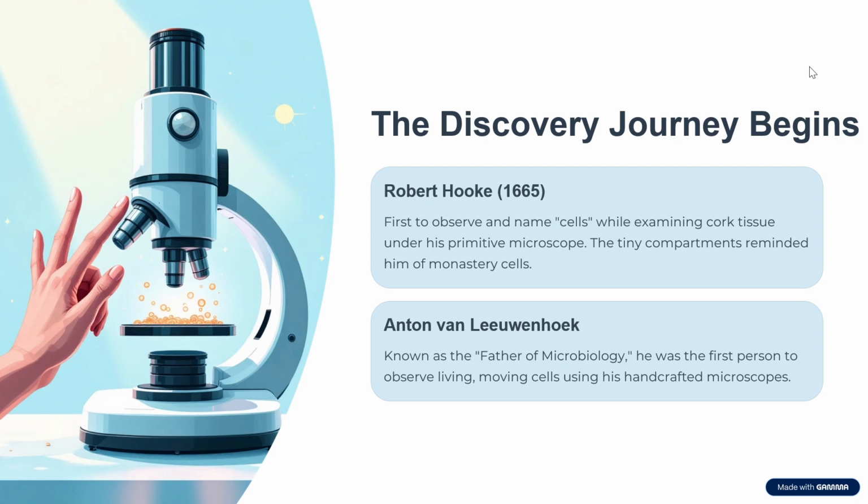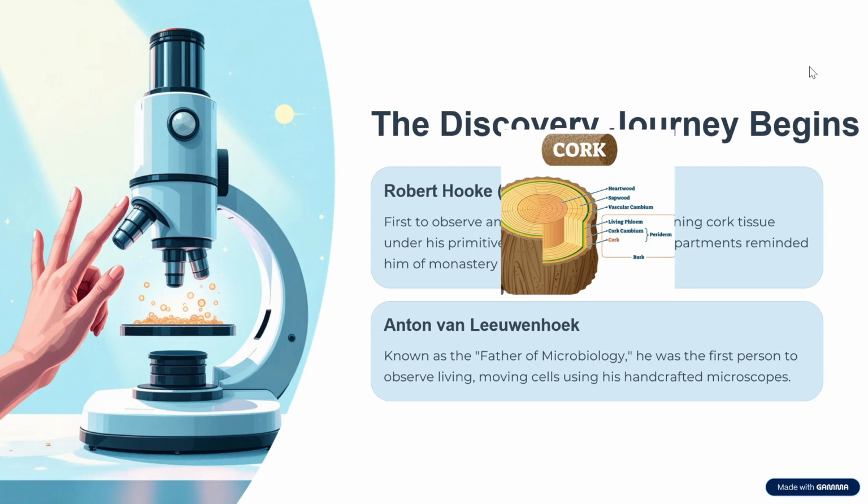Okay, how did cell discovery begin? We are going to study about cell theory, but first see who discovered the cell. Sir Robert Hooke in the year 1665 discovered the cell.